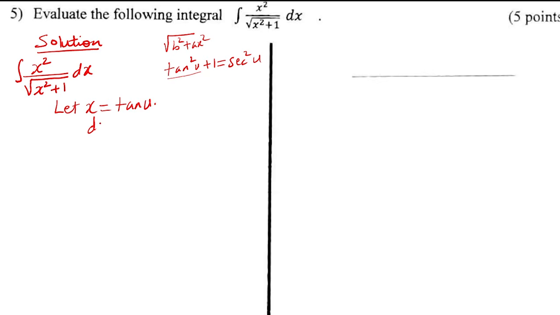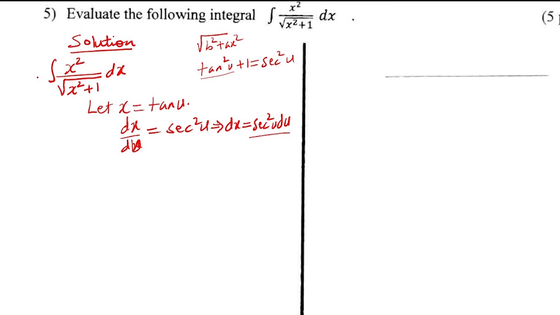Then dx by du is equal to the derivative of tan, which is sec square u. Therefore, dx by du is sec square u. This implies dx is equal to sec square u du. We have this result.